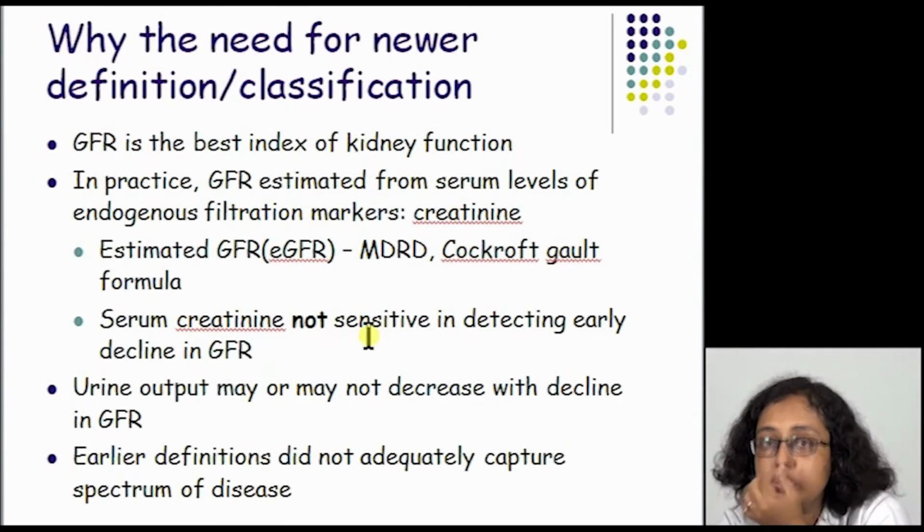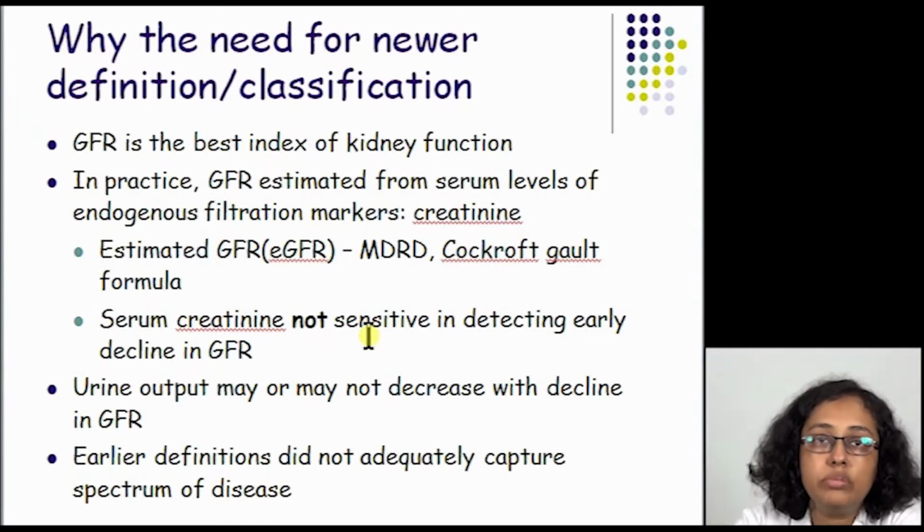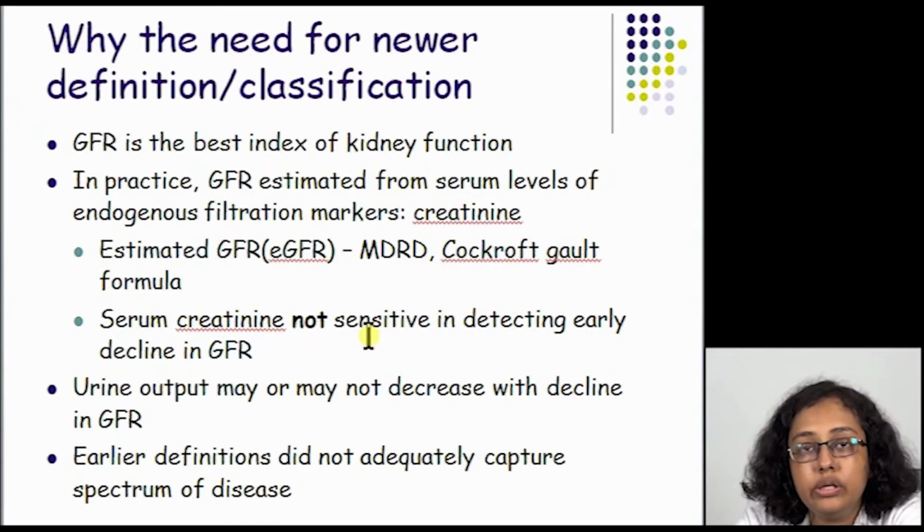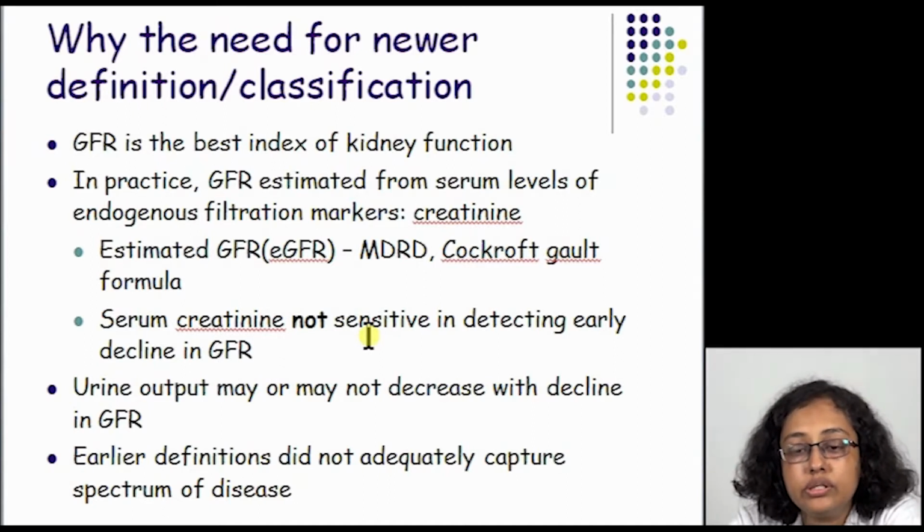Now, this was the simplistic definition of acute kidney injury or acute renal failure in all these years. But over the last few years, there has been a change in the understanding and definitions used for defining this problem. So why was a newer definition or classification required? Because normally the creatinine and the blood urea are used to measure kidney function, but the GFR is the best index of kidney function.